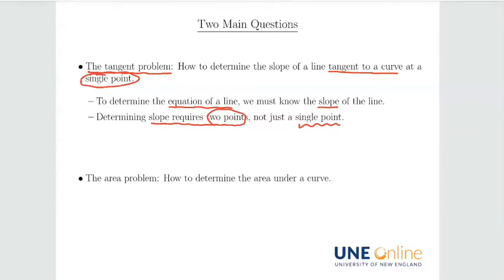The other part of the problem is the area problem, and it's how do we determine area under a curve. If we were given simple polygons, triangles, squares, rectangles, trapezoids, or even a circle, we know from geometry those formulas about how to find the area of those shapes. The problem becomes when the area is under a curve.